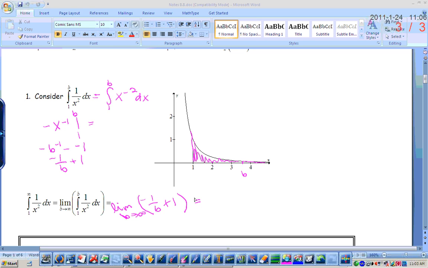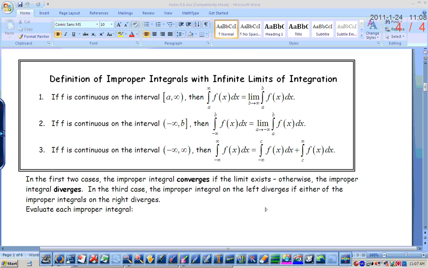All right, so what would this limit be? 1. Okay? So that region that extends forever and ever actually has an area of 1. All right, so the definition of an improper integral and the way that you deal with it is that if you're integrating from some constant to infinity, then you take the limit as b approaches infinity and integrate from that constant to b.